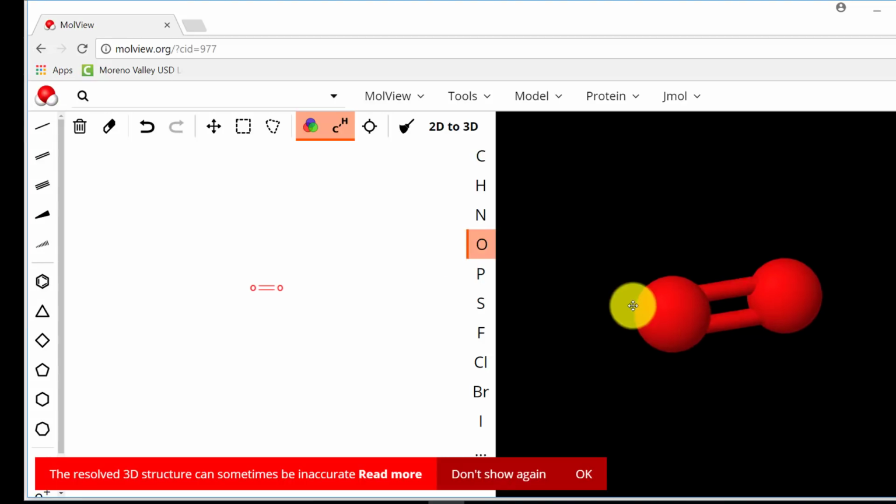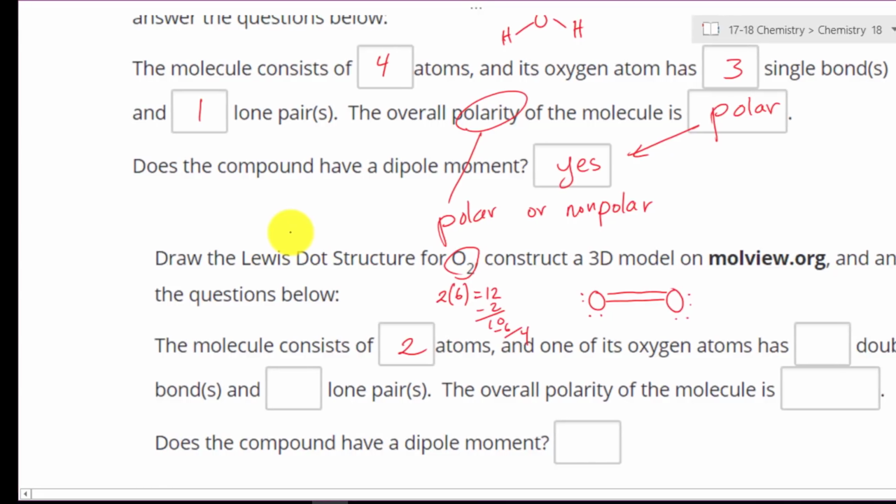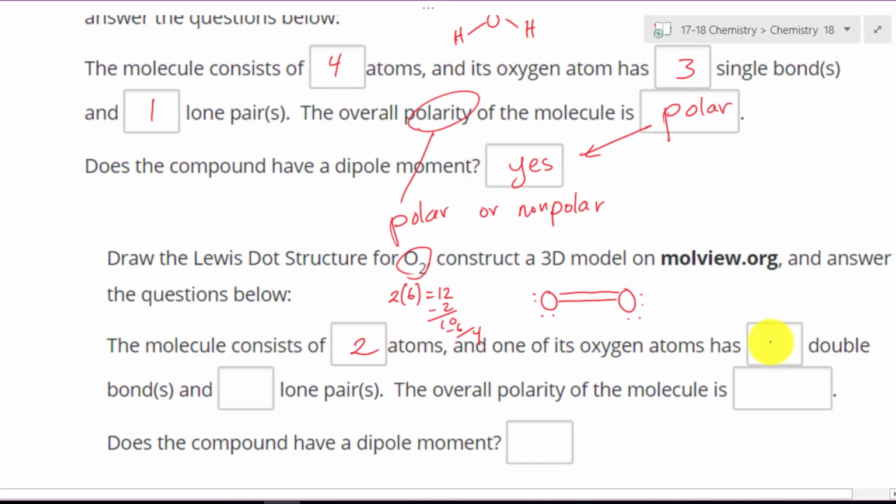And of course, now we can answer this question very easily. The molecule consists of 2 atoms, and one of its oxygen atom has 1 double bond. And how many lone pair? 2 lone pair. The overall polarity of this molecule is nonpolar. And does it have a dipole moment? Of course, no. If it's nonpolar, it will not have a dipole moment at all.